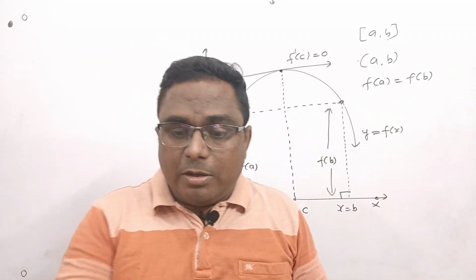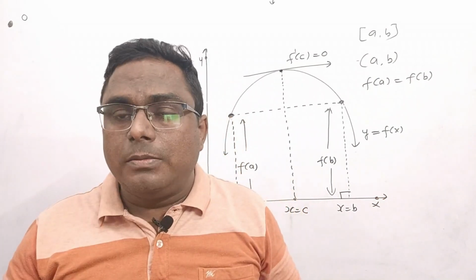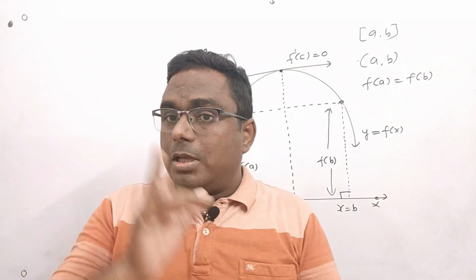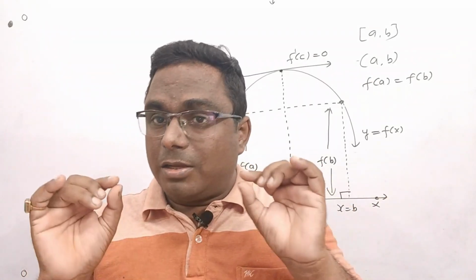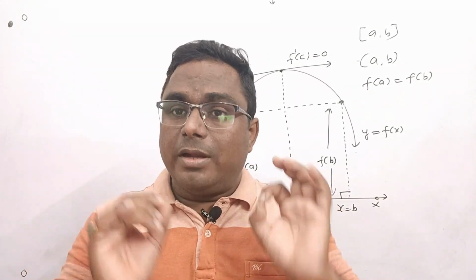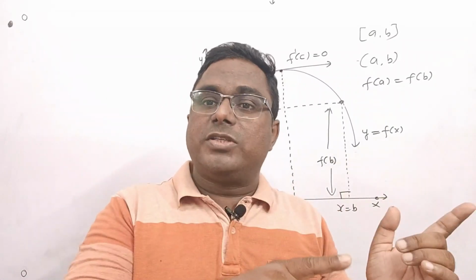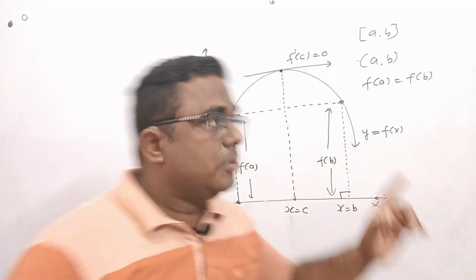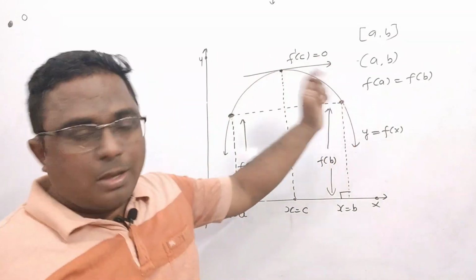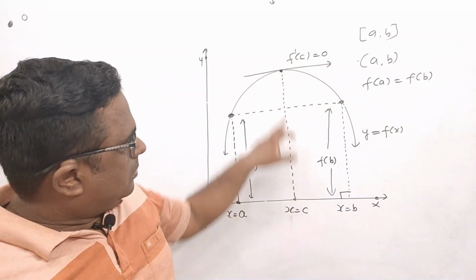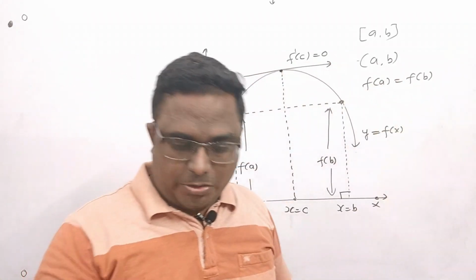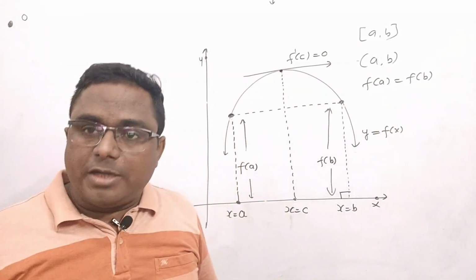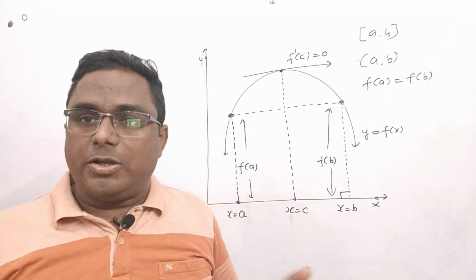So by this we come to the geometrical interpretation of Rolle's theorem, because in the end of Rolle's theorem what was stated? That in the open interval (a, b) there exists at least one value of c for which f'(c) equal to 0. So according to this figure, I have obtained this value of c where f'(c) is becoming 0. So this was the geometrical interpretation of Rolle's theorem. I hope that you have understood it.